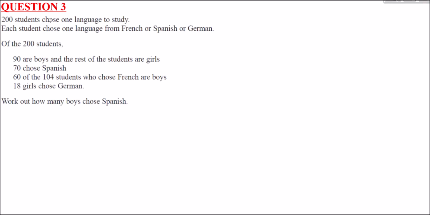Question 3 could be where you get slightly confused. I'm going to explain what we need to do here. 200 students chose one language to study. The key thing it says here is each student chose one language from French or Spanish or German. So there's not going to be any overlaps here. If they're just choosing one language each, it's not going to be a Venn diagram question.